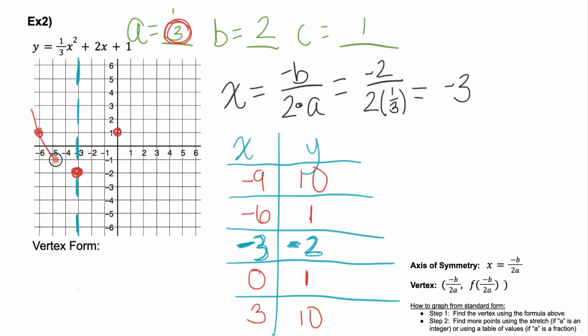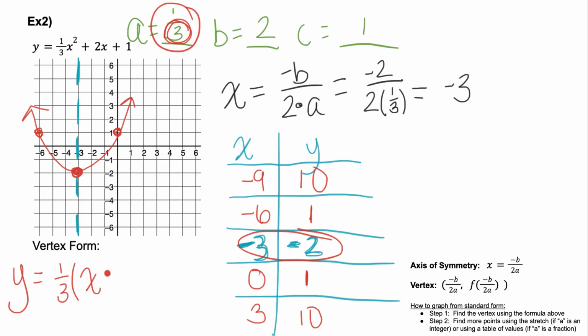And then I'm going to make sure that I make it look like a U. So it's a little bit wider because the stretch is 1/3. And there it is. Now in vertex form, all I need is the vertex and the stretch. So I've got y equals 1/3 times (x plus 3) squared minus 2.